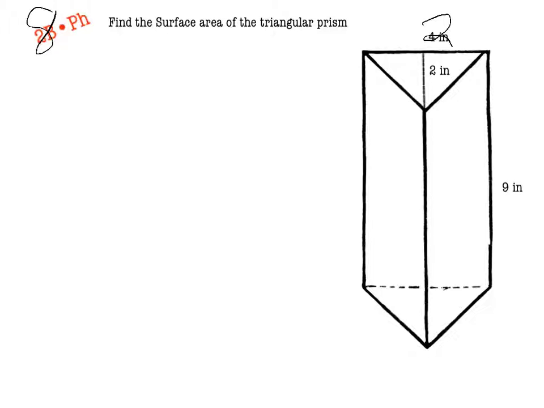But finding the perimeter is tricky in this problem because it does not give us the measurement for the slanted part. To find the slanted measurement, we would need to use the Pythagorean theorem. Pythagorean theorem is the formula a squared plus b squared equals c squared. We would need to make this triangle right here a right triangle in order to use the Pythagorean theorem.